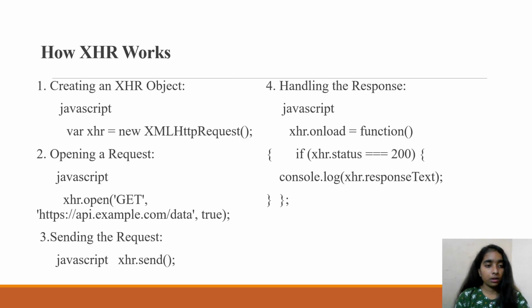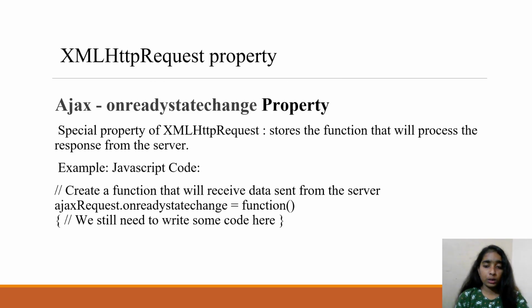How XHR works. Firstly, creating an XHR object and its example. Secondly, opening a request and sending the request. At last is handling the responses. The XML HTTP request property that includes AJAX onreadystatechange is a special property of XML HTTP request. It will store the function that will process the response from the server. For example, it is JavaScript code which will create a function that will receive the data sent from the server: ajaxRequest.onreadystatechange equals the function.